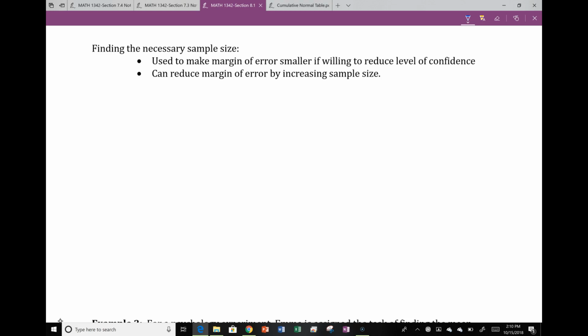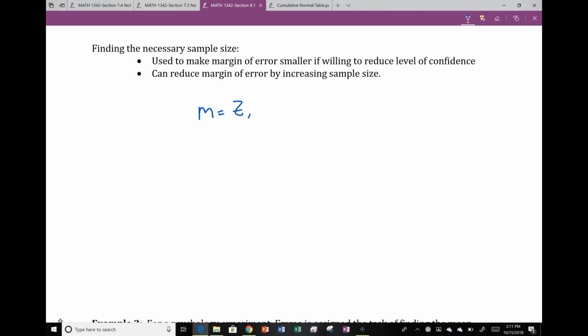We use this in order to get our margin of error smaller. That's if we're willing to reduce the level of confidence. We can also look at the sample size and go from there. So let's look at our margin of error formula.